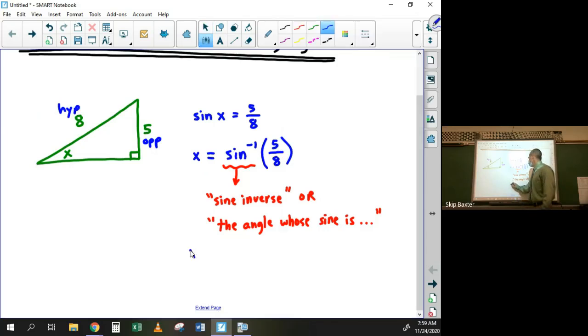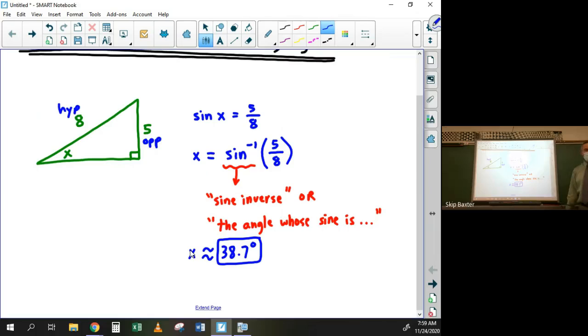X is, again, this is rounded, so it's approximately 38.7 degrees. And make sure you pay attention to where they ask you to round it to. They might say the nearest degree, they might say the nearest tenth of a degree, or whatever. But you have to make sure your calculator's in degrees. This is definitely not going to be radians.